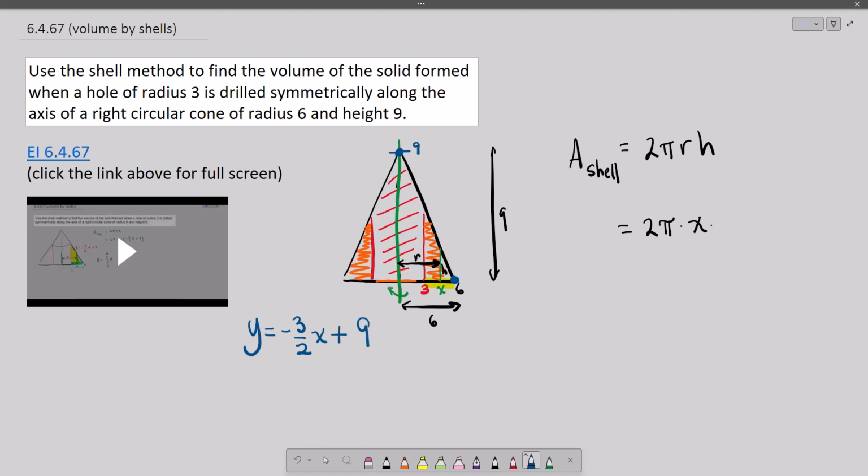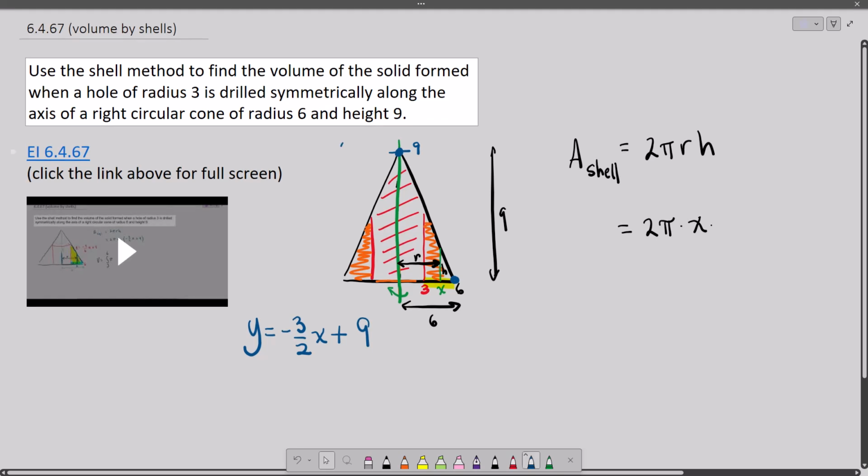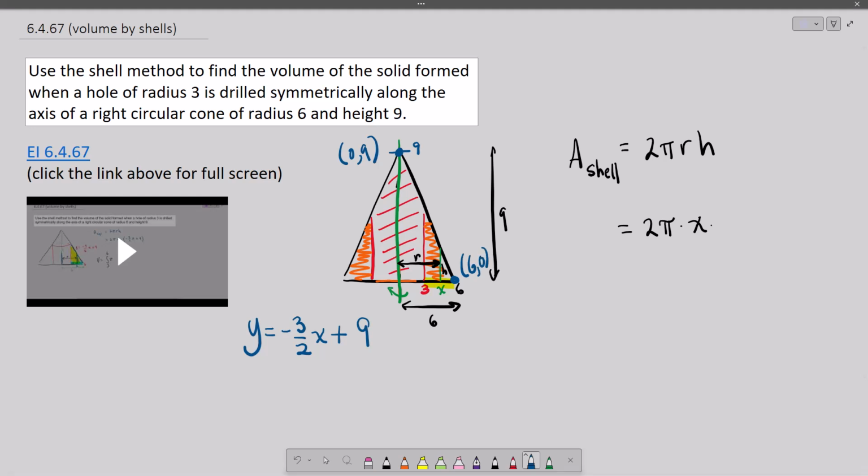Or you could do point slope. If you're not good with slope-intercept and you're not seeing that, just do point slope. This point up here is 0, comma 9. This point down here is 6, comma 0. You can just do point slope.